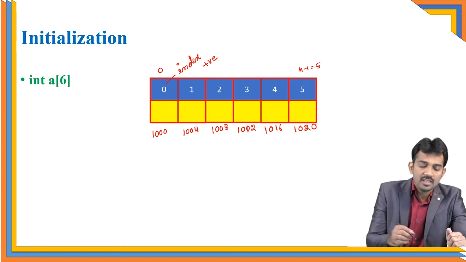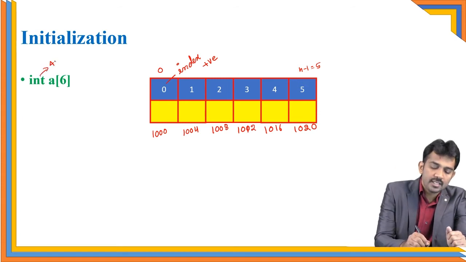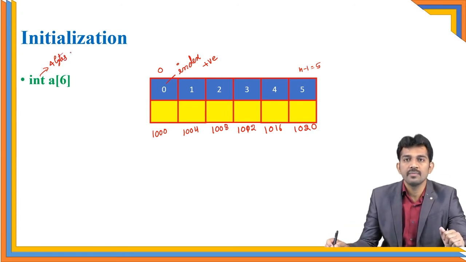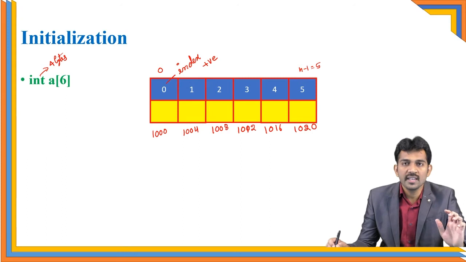Why is it a 4? The size of integer is 4 bytes. That is the reason. Right? This is clear. Don't get confused.